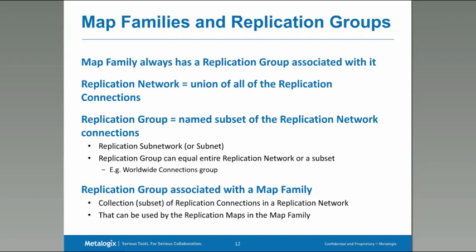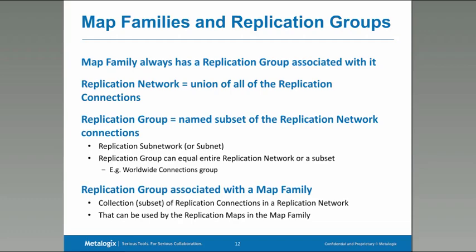Okay. So again, back to map families and replication groups. A map family always has that replication group associated with it. And what that group lets you do is define your replication network, as we've talked about. That replication group is basically the named subset of the replication connections that you're going to be replicating to. We can also call that your subnetwork, or that group can equal your entire network or a subset. So as we were talking about before, we can control traffic flow to different nodes in your farms based on the connections you have in your group.